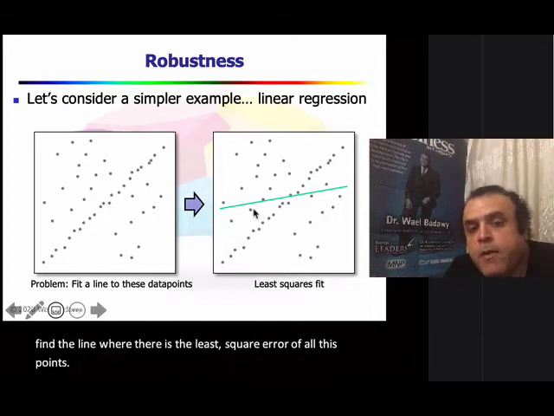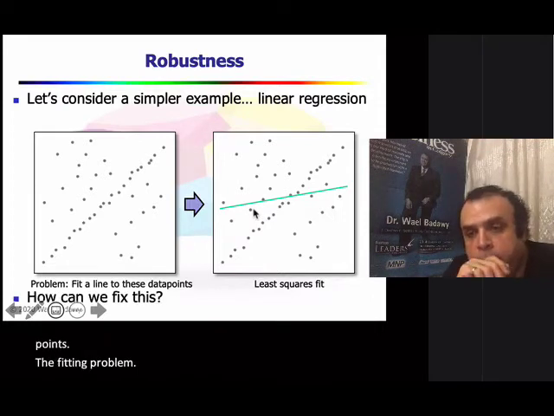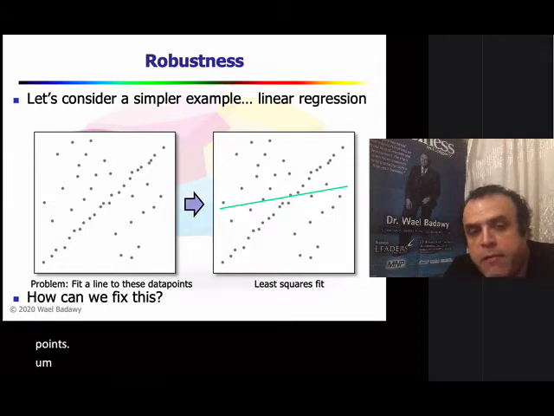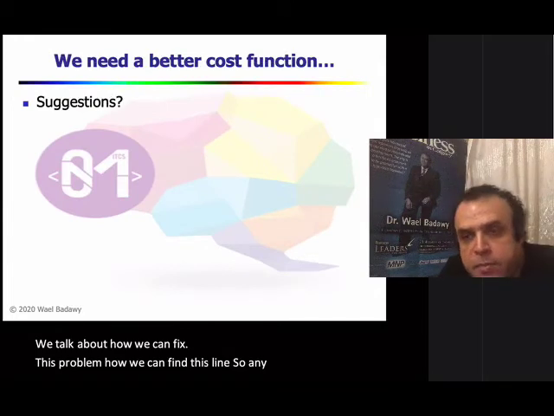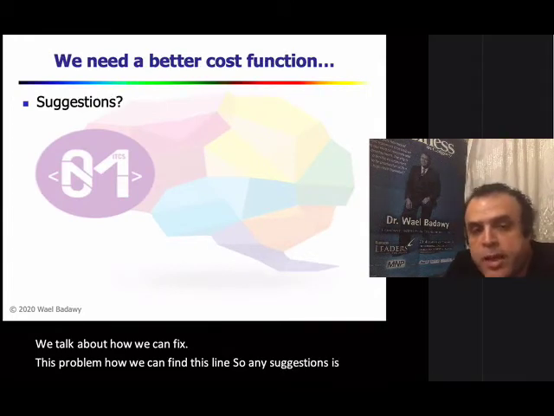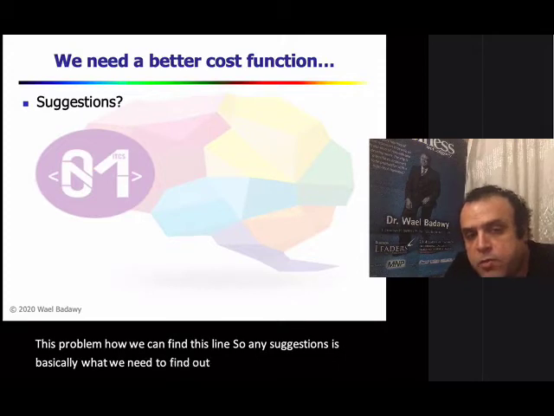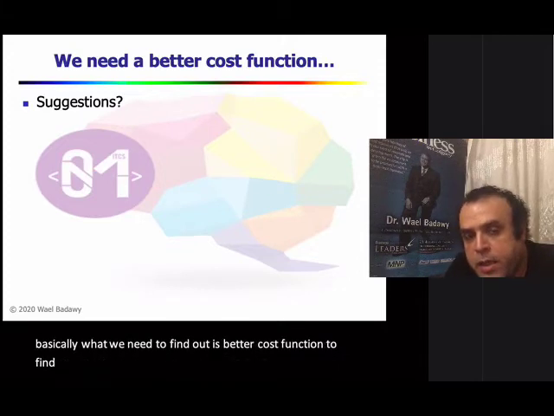The fitting problem. We talk about how we can fix this problem or how we can find this line. Any suggestions? Basically, what we need to find is a better cost function to find an approximation or a similarity between these points.